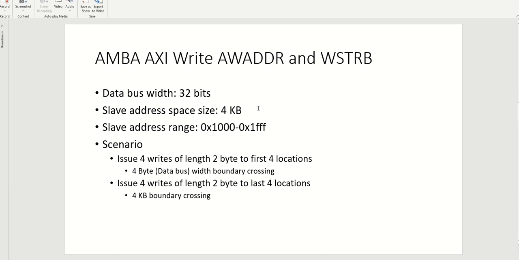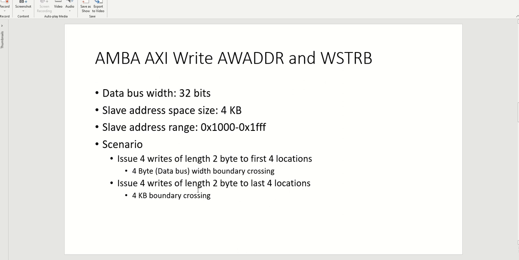So today we will talk about AXI write of length 2 bytes. And the scenario that we are going to cover today is we will do 4 writes of length 2 bytes to the first 4 locations of our AXI slave address range, hex 1002 to 1FF, which is 4 KB.